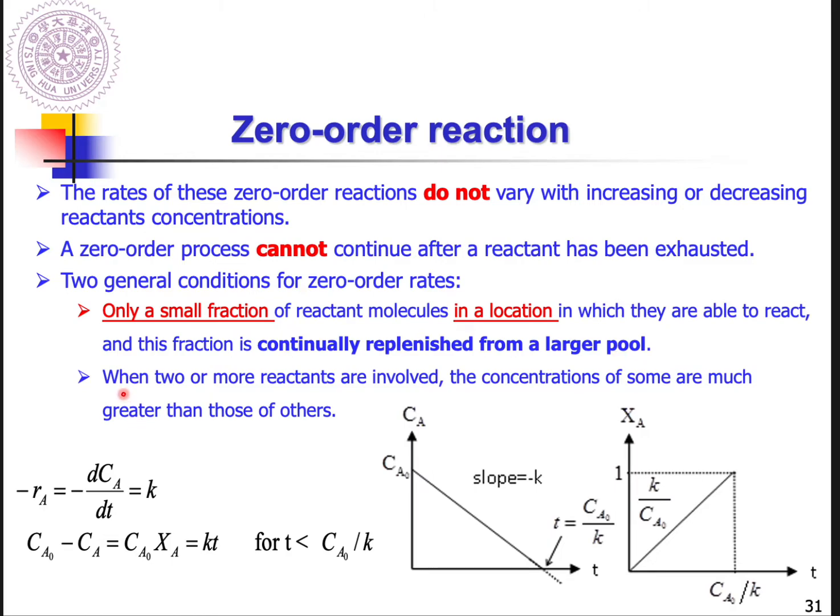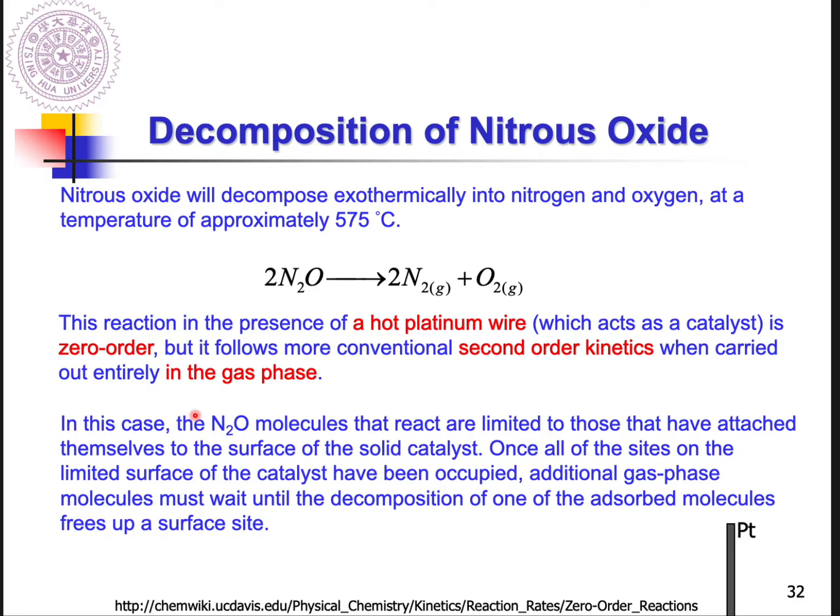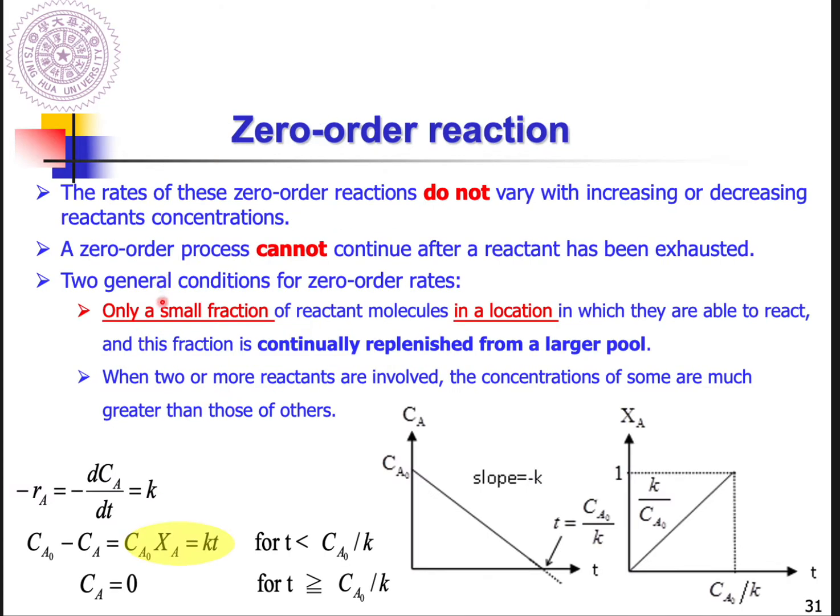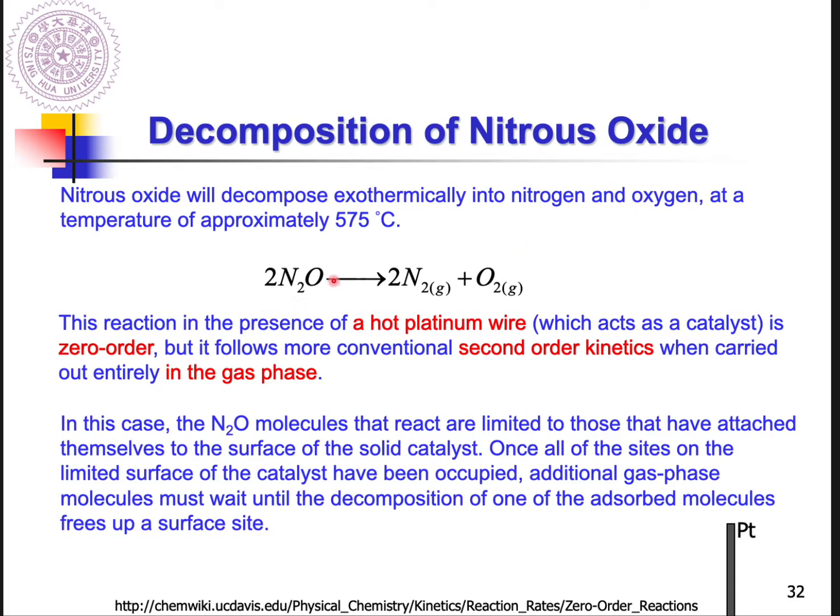The second general condition is also similar to this one: when two or more reactants are involved, the concentration of some is much greater than those of others. So the limiting step will belong to the smaller or fewer numbers of reactants. The small one dominates everything. So I'm going to give you an example to explain the zero order reaction, where only a small fraction of reactants can react.